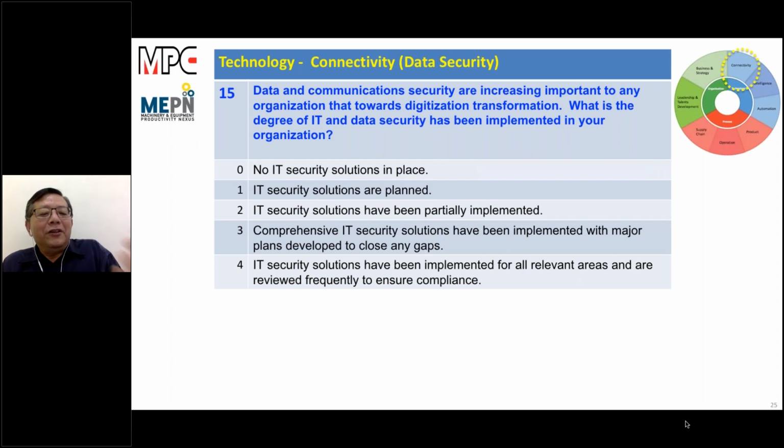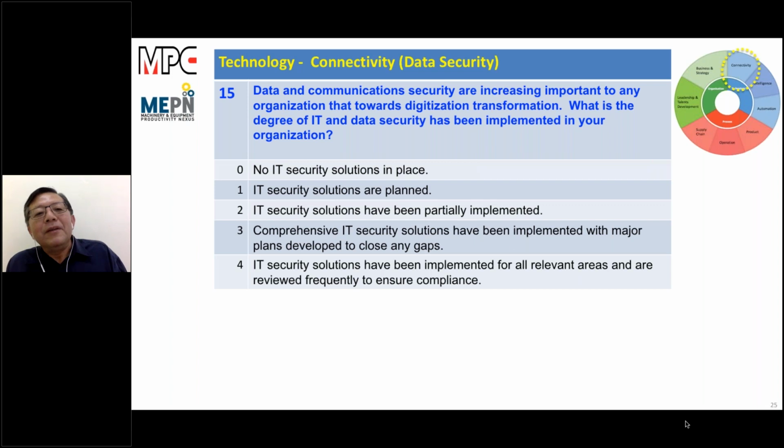Grade 0 is no IT security solution in place. Please bear in mind, IT security is not antivirus. They are two different things. Antivirus is antivirus. IT security means whether you have a firewall or not, whether people can hack into your system or not, and whether they can paralyze your operation or not. It's not about I got a virus, you got a Trojan. No, this is IT security.